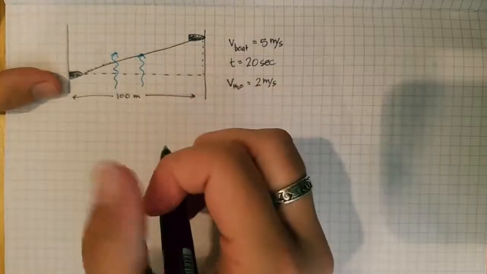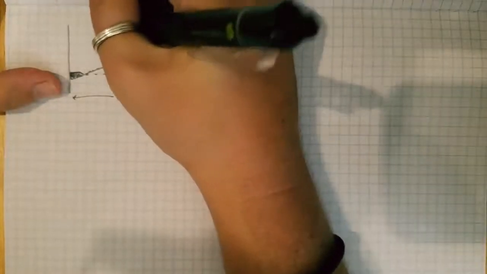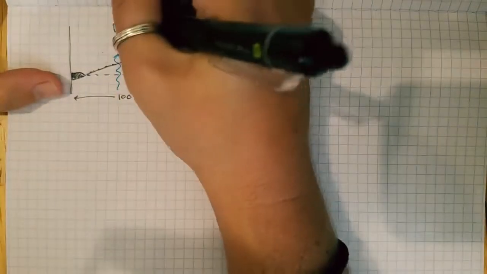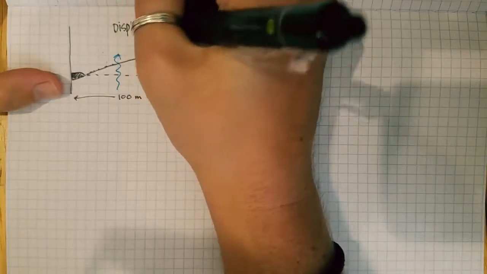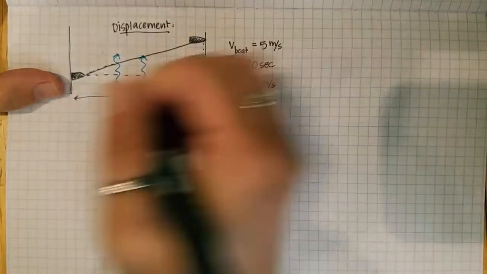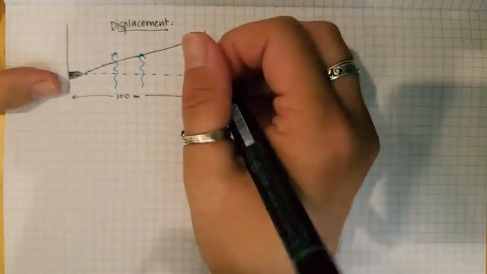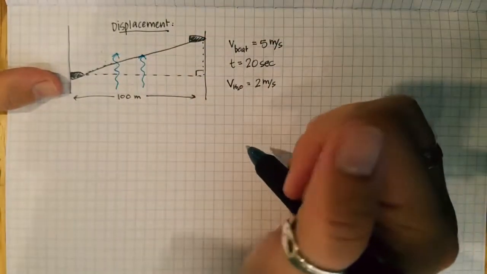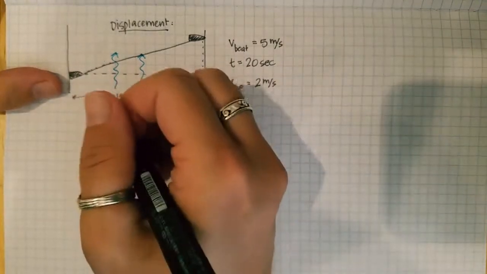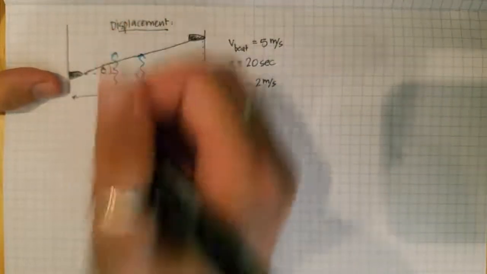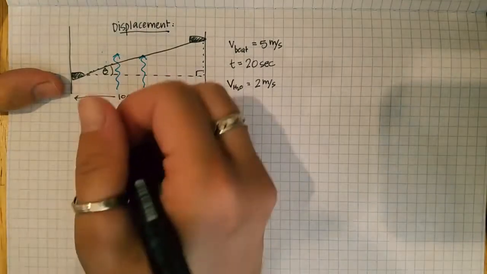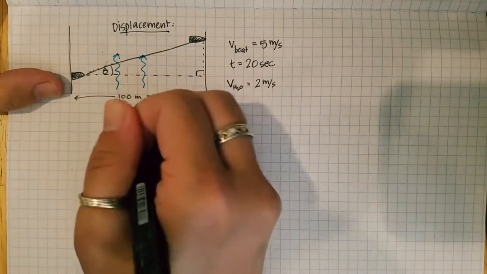So this picture right here is kind of showing the displacement of the boat. It's a right triangle where I've got one leg of the triangle being 100 meters. I don't know how far he goes in this direction, but I can actually draw a similar triangle with a similar angle that represents not his displacement, but his velocity.